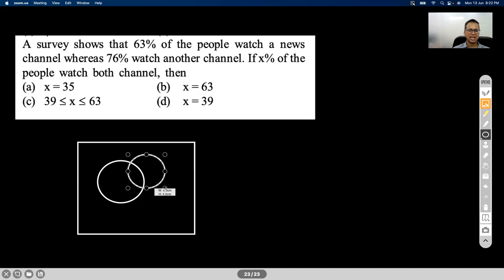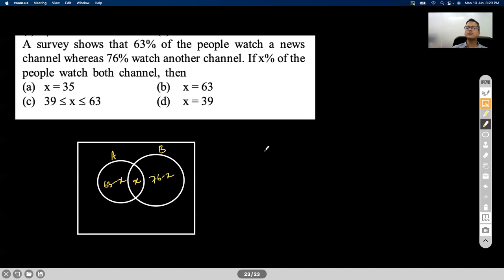A, B, and there could be more channels also, right? The question setter is not trying to say that A and B are the only two channels. He's saying one channel is watched by 63% of the people. Another channel is watched by 76% of the people and X watched both the channels, right? Now see, this is X. This is 63 minus X. And this is 76 minus X, correct?